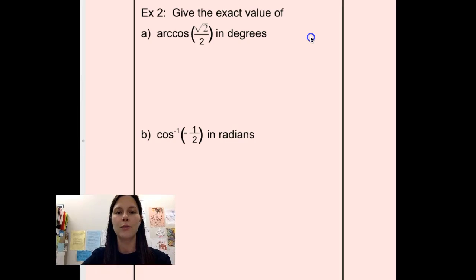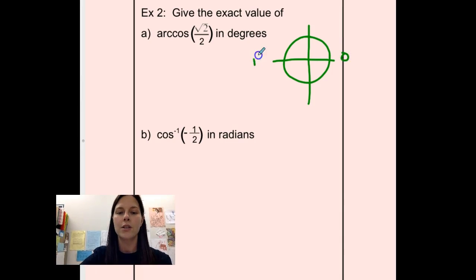All right, example 2, we're looking at arc cosine or cosine inverse. This time we're giving our answer in degrees. Remember, cosine being the x value is positive in the first quadrant and negative in the second quadrant. So we're going from 0 to 180 degrees to think about where our cosine is root 2 over 2. Of course, cosine is positive in the first quadrant, and the root 2 over 2 is the one right in the middle at 45 degrees.